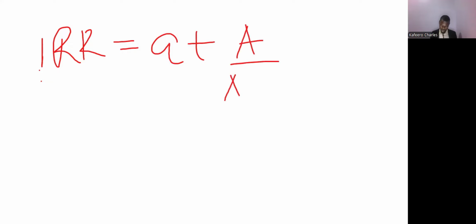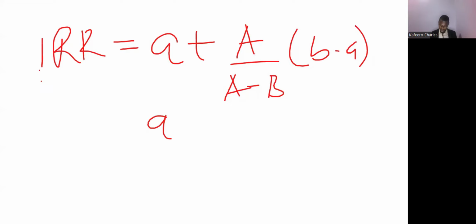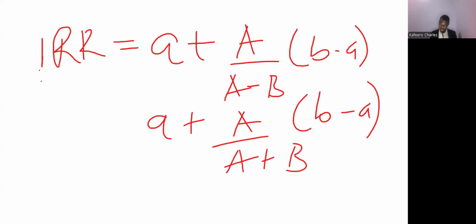So we go to the IRR. We've said it is A plus capital A over capital A minus capital B, into B minus A. You may find that some people write A plus A over A plus B into B minus A. The reason is that this B you are seeing here is always a negative. So once you add it, it becomes positive, but the formula remains the same as the other one.